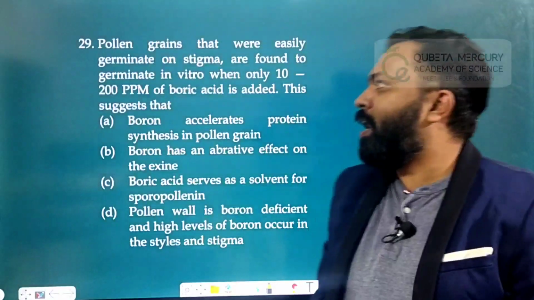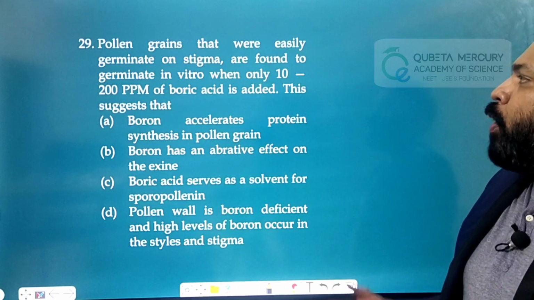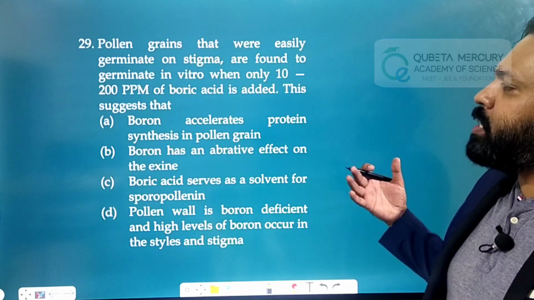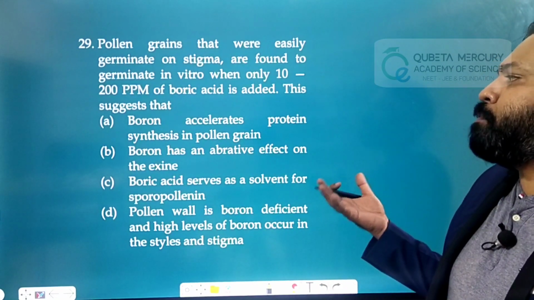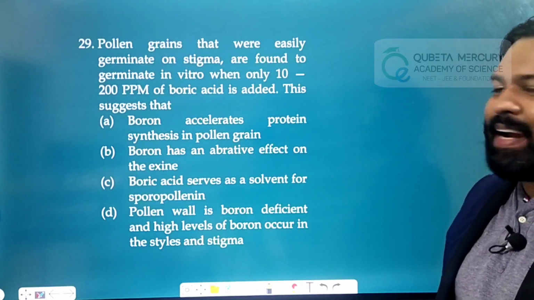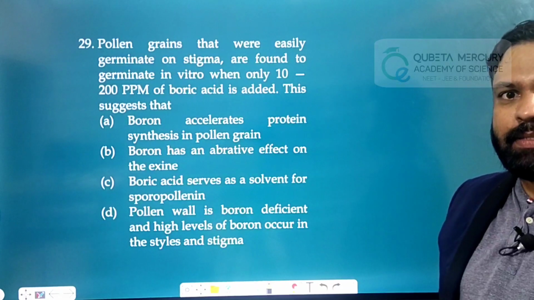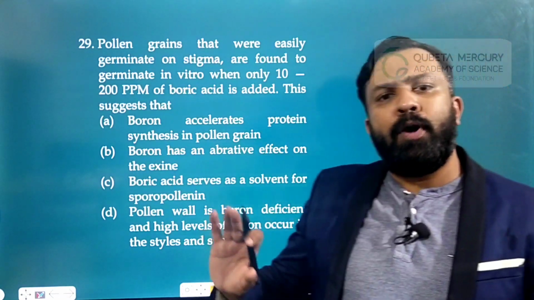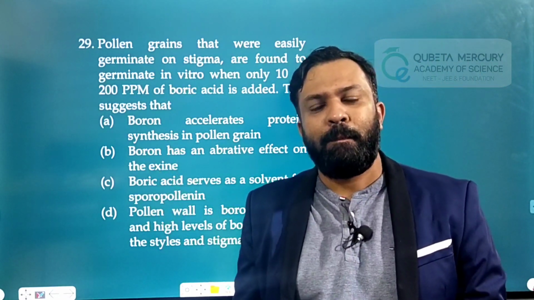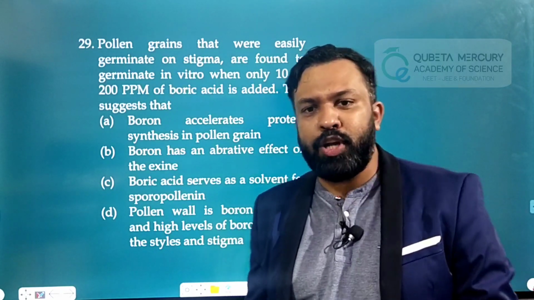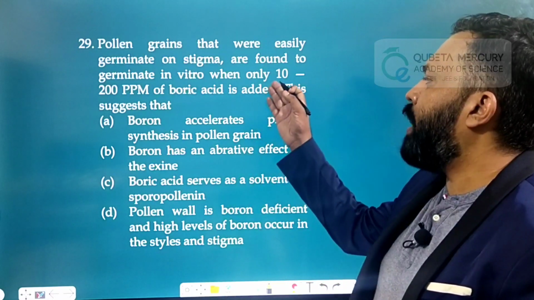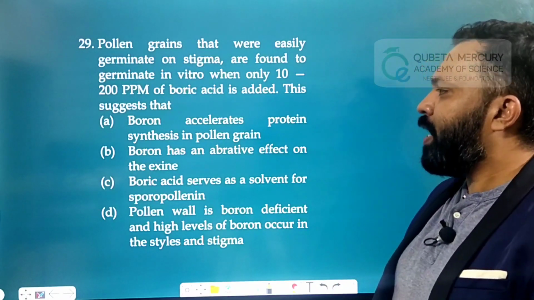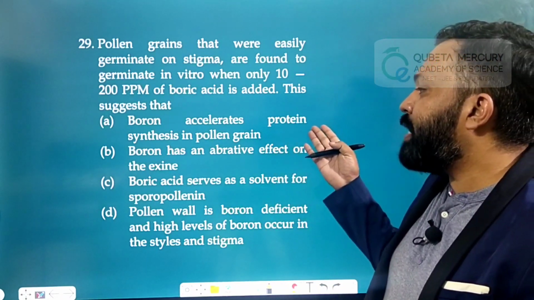Yeah. And now, question number 29 is awaiting. Pollen grains that easily germinate on stigma are found to germinate in vitro only when 10 to 200 parts per million of boric acid is added. This suggests that, yes, a cunning question again, a critical question. Normally the pollens easily germinate on the stigma, but in vitro, within the laboratory, pollen germination is possible only when provided with 10 to 200 ppm of boric acid. What does it indicate? Option A, boron accelerates protein synthesis in pollen grain.